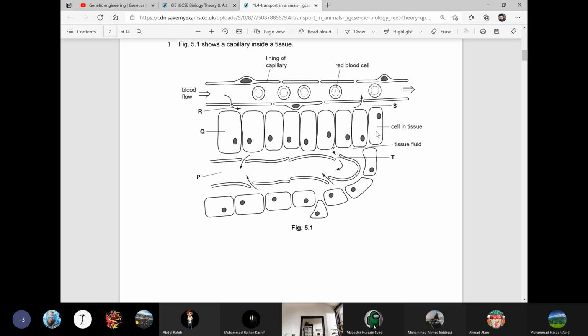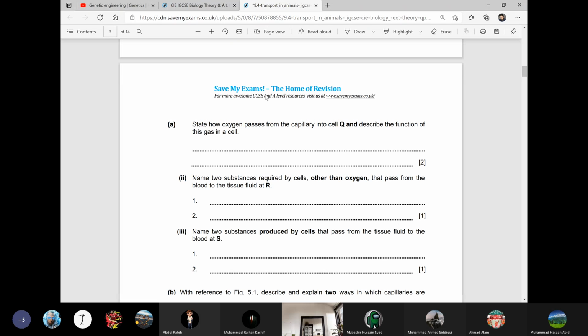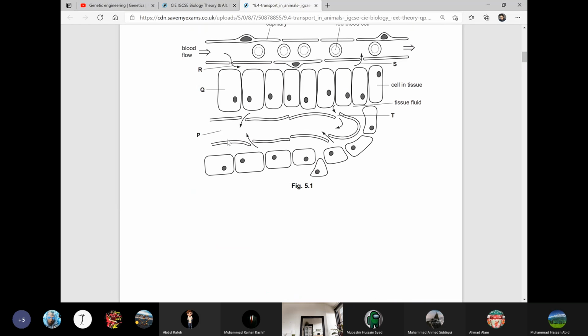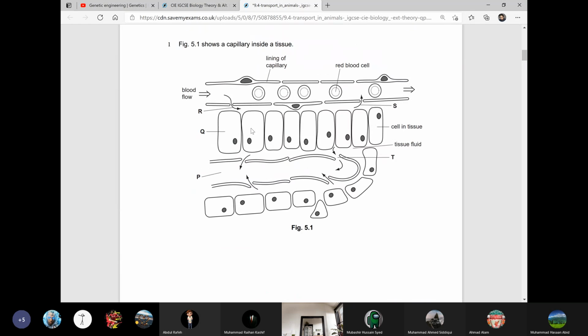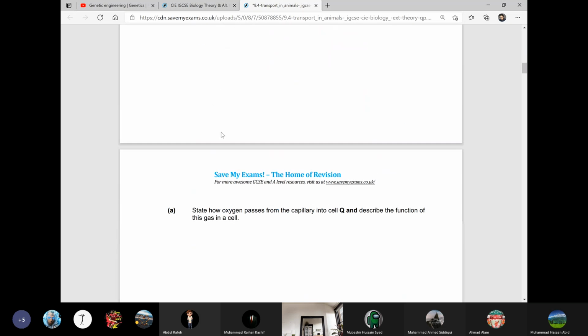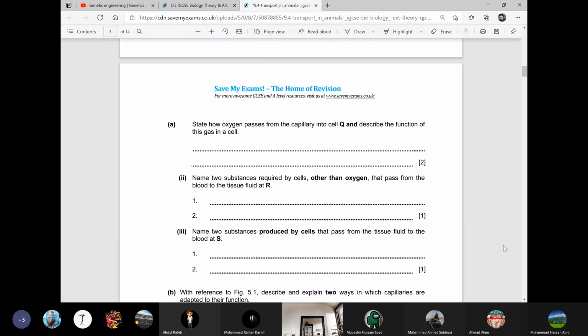So, this is the tissue layer, a cell in a tissue. This over here is tissue fluid. This is T, and then this is P, right? Now, let's see what the question is. State how oxygen passes from the capillary into cell Q and describe the function of this gas in a cell. How will the oxygen pass from the capillary into Q, and what is the job of the oxygen in the cell? Yes, boys, who will tell?